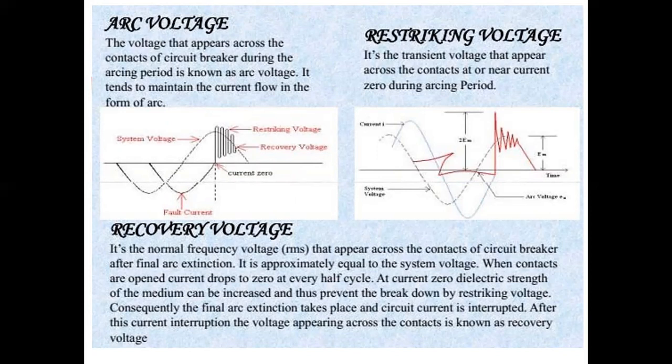Then we are seeing the restriking voltage. What is the restriking voltage? It is a transient voltage that appears across the contacts at or near current zero during the arcing period.